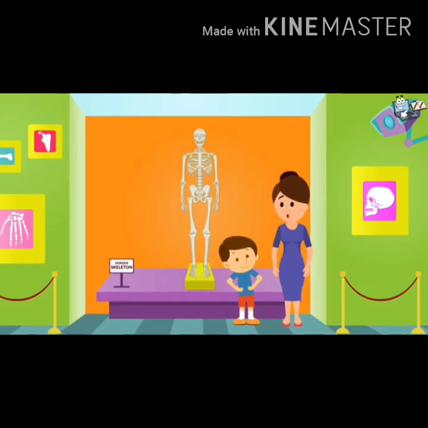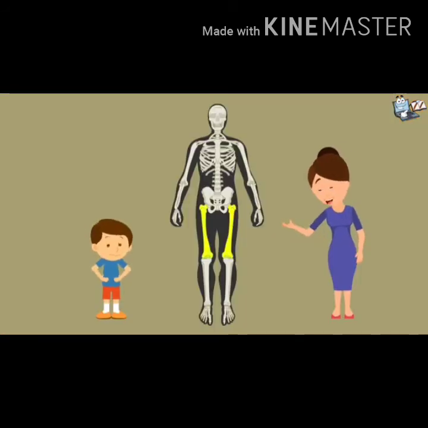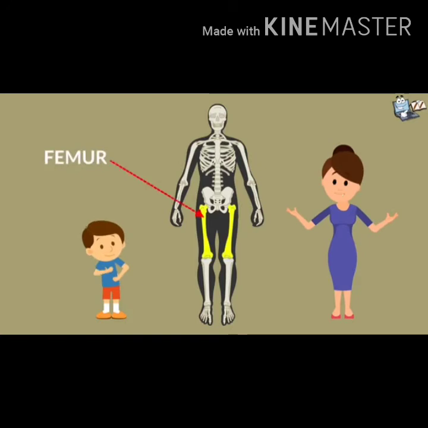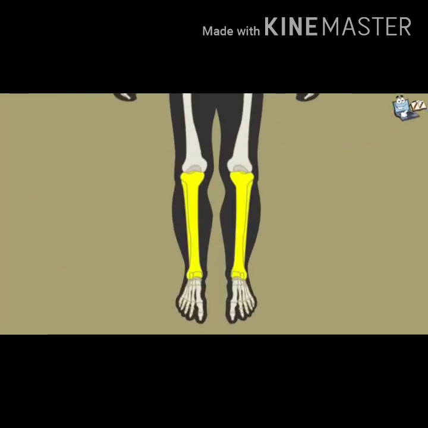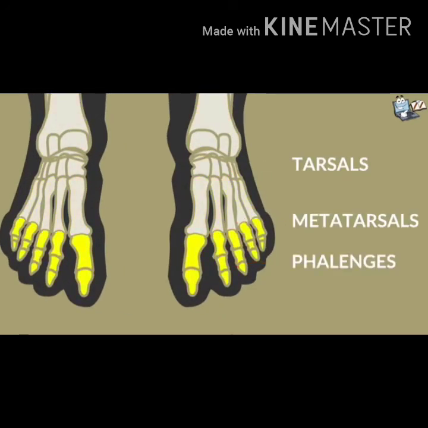Yippee! Now, look at this. See, this is the pelvic girdle. It protects the bladder and uterus. The longest and strongest bone in our body is the femur, and these two bones in the lower leg are the fibula and tibia. These over here are the tarsals, metatarsals, and phalanges.